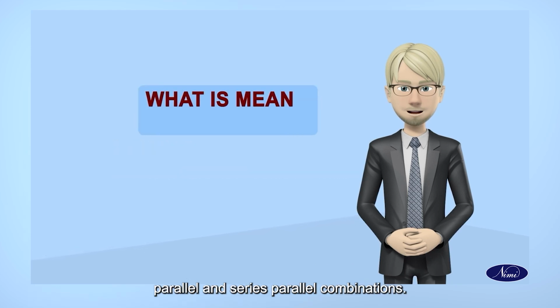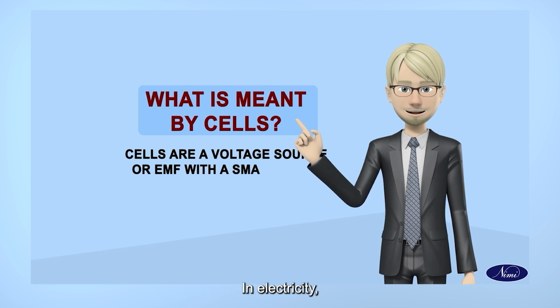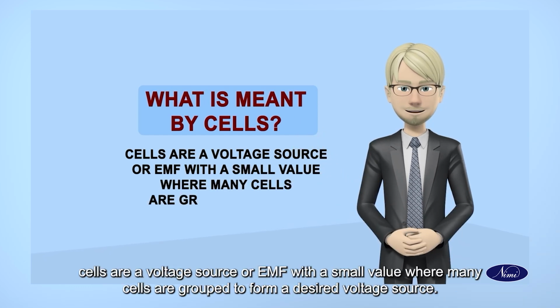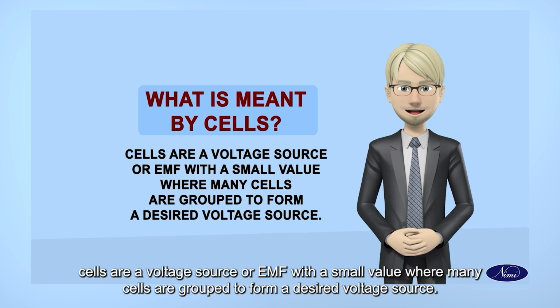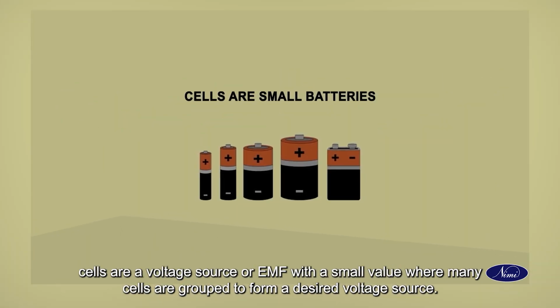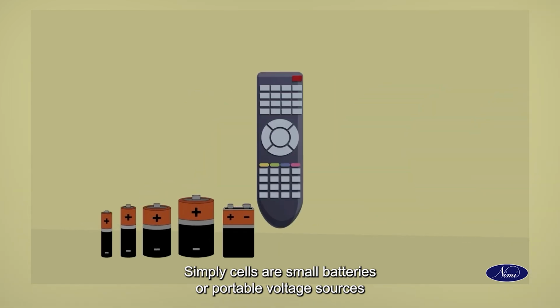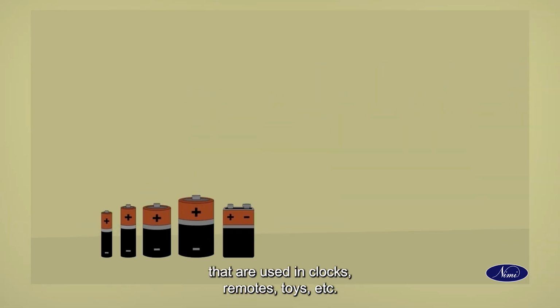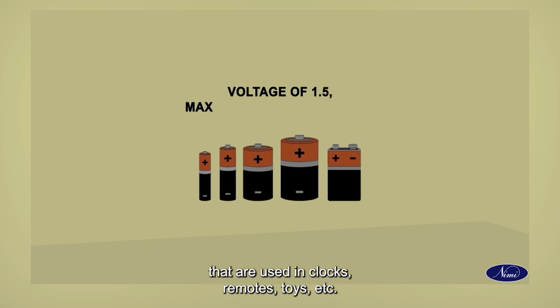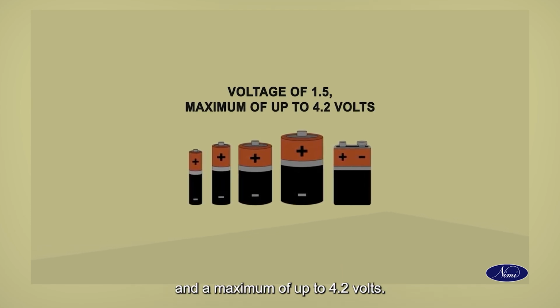What is meant by cells? In electricity, cells are a voltage source or EMF with a small value; when many cells are grouped, they form a desired voltage source. Simply, cells are small batteries or portable voltage sources that are used in clocks, remotes, toys, etc. These batteries have a voltage of 1.5 and a maximum of up to 4.2 volts.